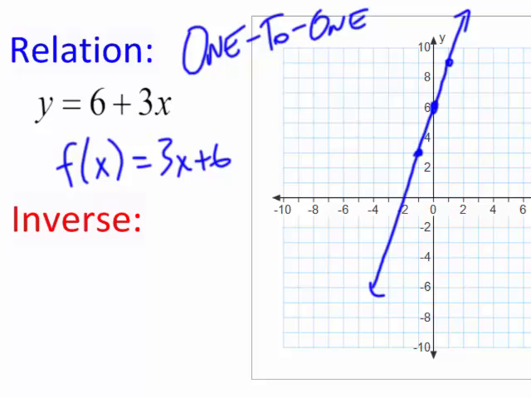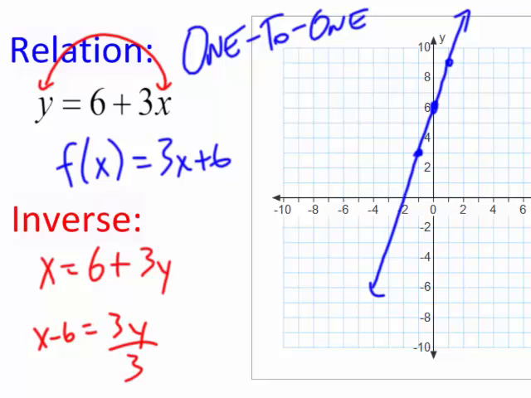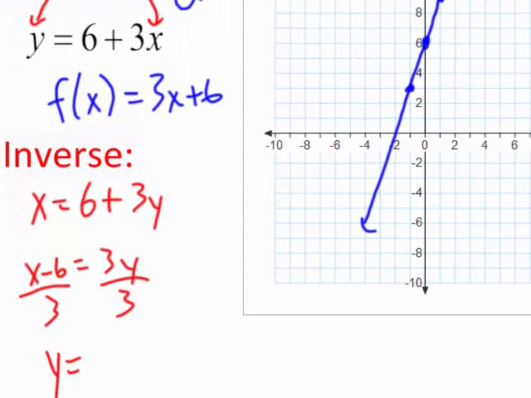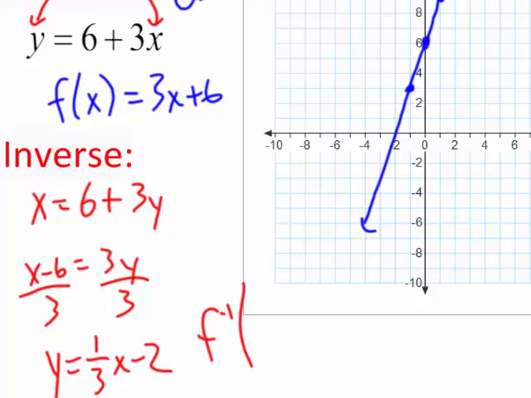And if I wanted to write its inverse, first of all, I flip-flop the x and the y, so I'd have x equals 6 plus 3y, and then I solve for y. So I subtract my 6 over, and then divide by 3. So I'd have y equals 1/3 x minus 2. In function notation, it would be the inverse, so f to the negative 1 of x equals 1/3 x minus 2. And let's go ahead and graph that.